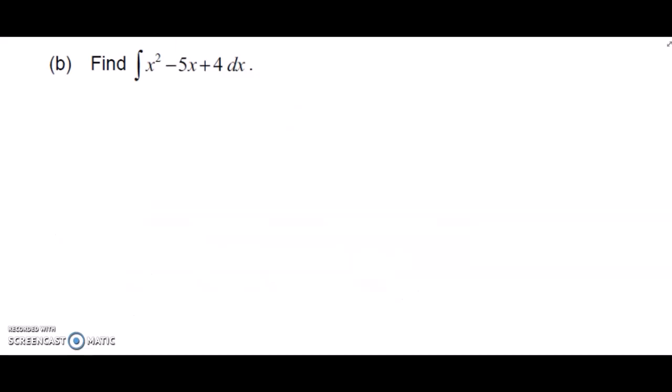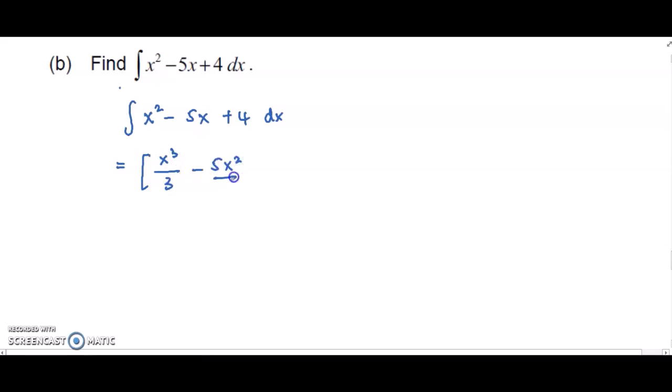For question B, we need to integrate this function. We know that this is finding the area, something like that, but we don't care because the question just asks to find this. To find this, we just integrate x squared minus 5x plus 4 dx. So just integrate as usual. You get x cubed over 3 minus 5x squared over 2 plus 4x, plus c. Because this is an indefinite integral, just plus c. And it cannot be simplified anymore. You just leave your answer like that.